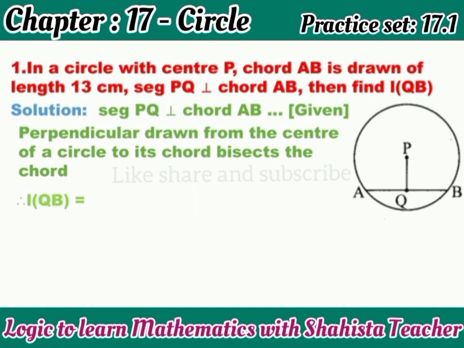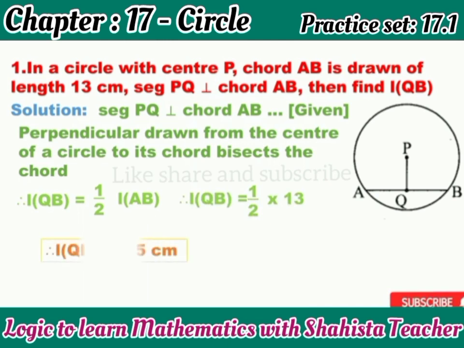Now here length of QB we don't know. We have to find length of QB. So length of QB is half of length of AB. Is that clear? Now if the length of AB is 13, then length of QB is half multiplied by 13, that is equal to 6.5 centimeter. That means length of QB is 6.5 centimeter. Is that clear, my dear students? This way we have completed question number 1 of practice set 7.1.